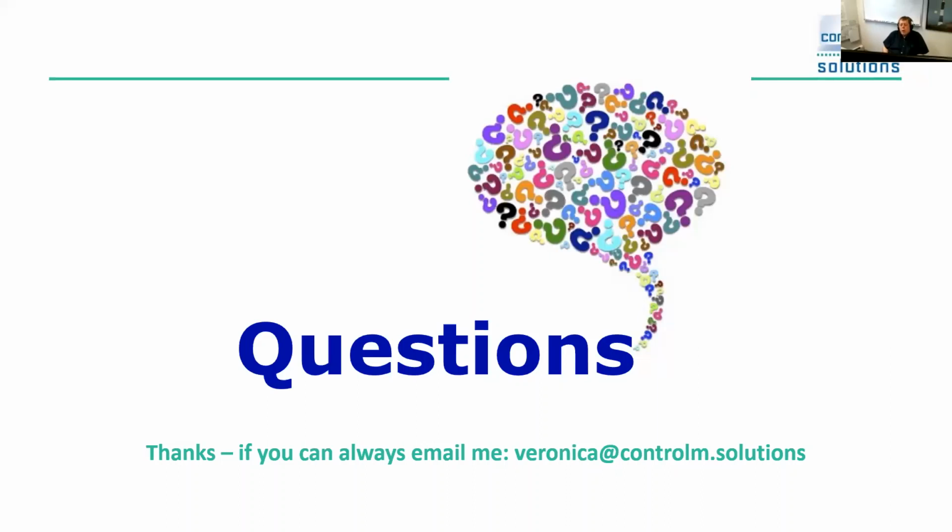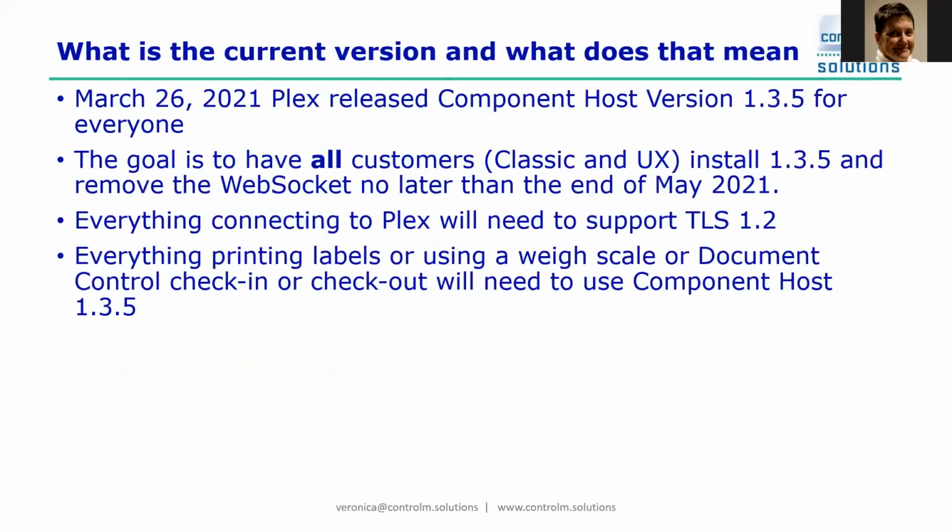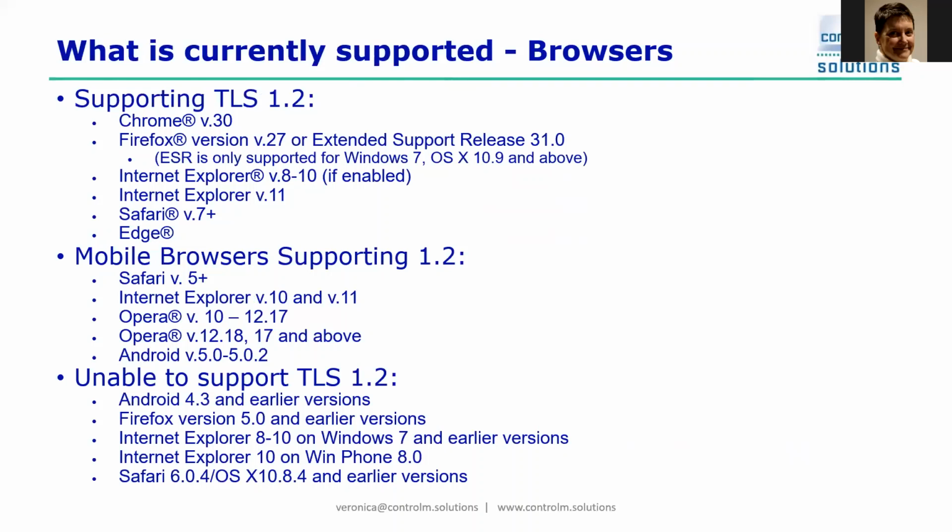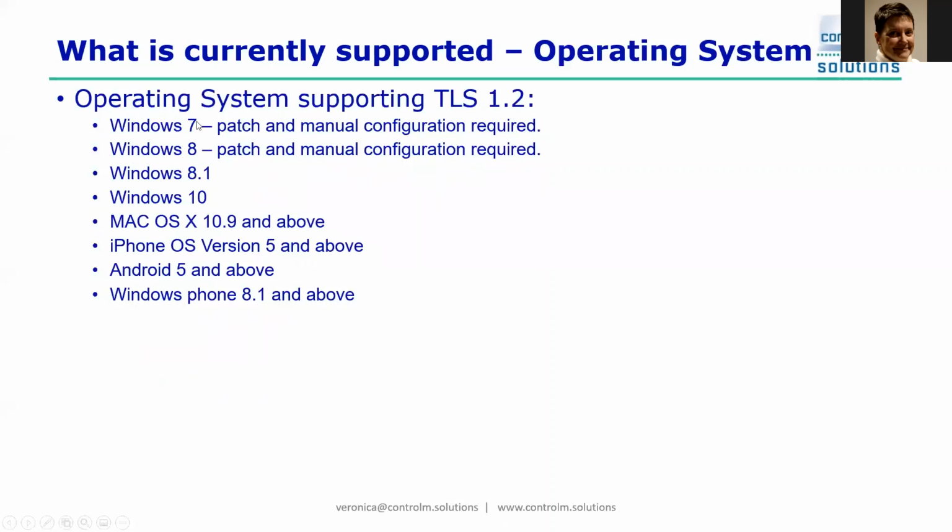But a handful of machines are Windows 8, and most everybody is Windows 10, and most everybody has browsers in the upper 80s and 90s. Another way to put my question is, do I have to worry about installing the new Plex component host on all those machines? And I would worry about the Windows 8 ones because, I'm going to go back a few slides, people. That's browsers. One more. Operating systems. So Windows 8 to support TLS 1.2 requires a patch and a manual configuration. Now, I don't know what those are, but I could probably Google them and find out. But definitely it does not support TLS 1.2 out of the box.